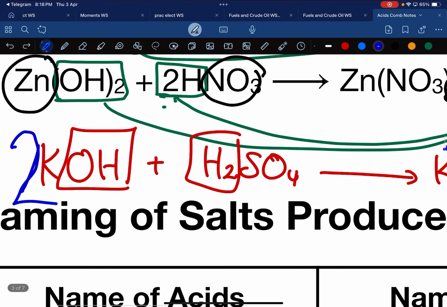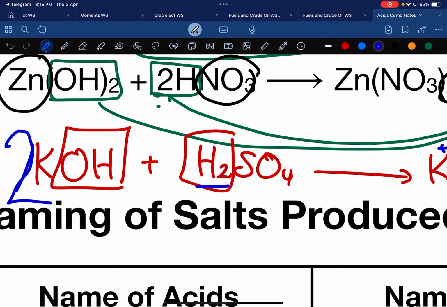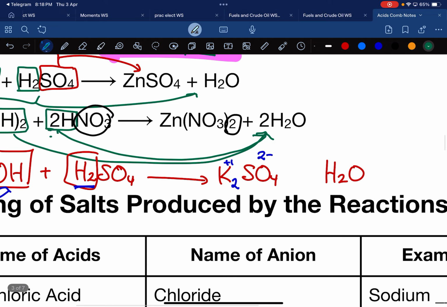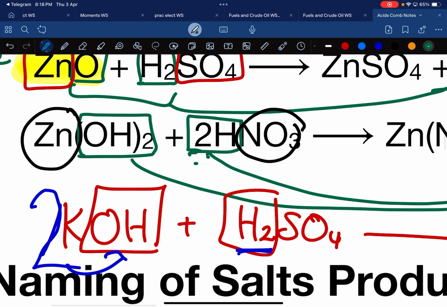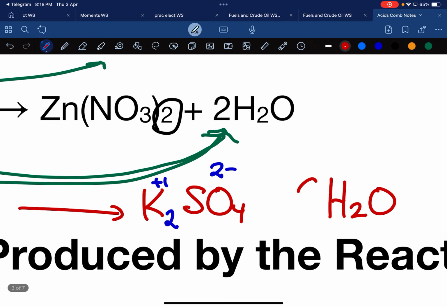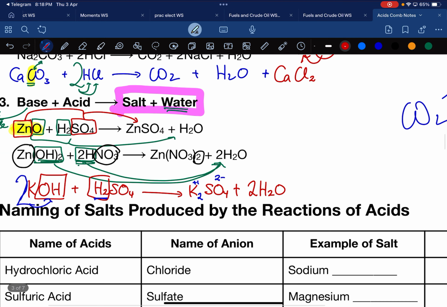2 hydrogen, 2 hydroxide. How many water? It was you who pointed it out. I got 2 hydrogen, 2 hydroxide, right? I'm asking you, how many water? 2 water. Are we okay so far? Ready?